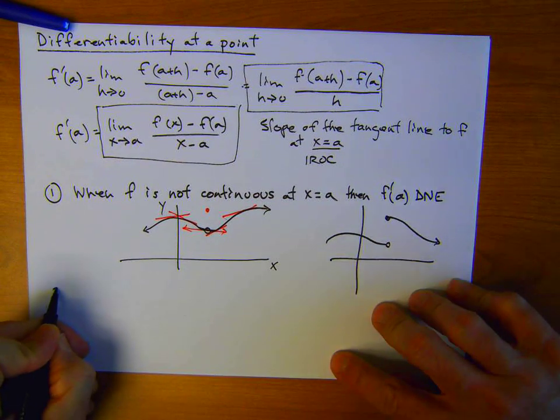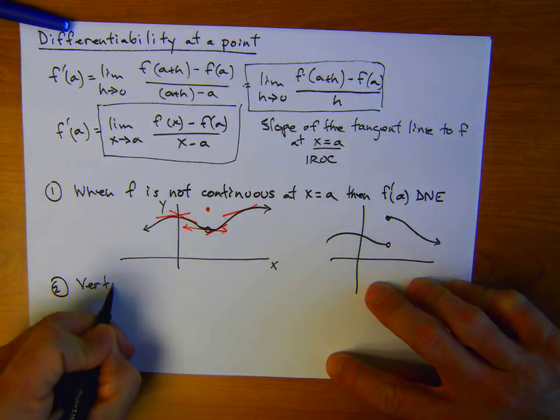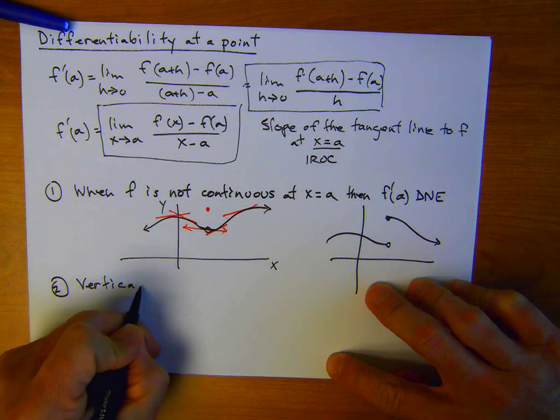All right. What's a second one? We could have a vertical tangent line.